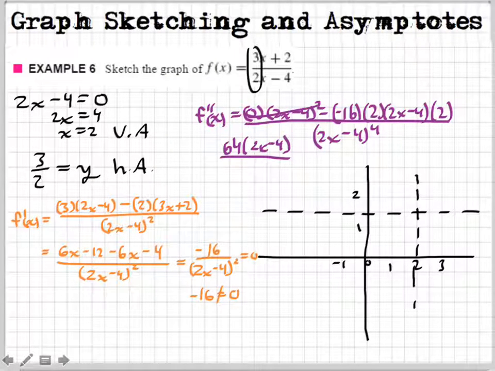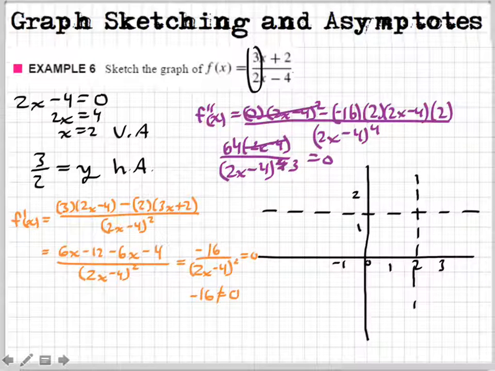And I didn't multiply that out for a reason, because I saw something right here. We can cross out 2x minus 4 and make this into a 3. So our f double prime is 64 over 2x minus 4 raised to the 3rd power. Okay, now if I set this thing equal to 0, we're going to get the same scenario as we did over here.